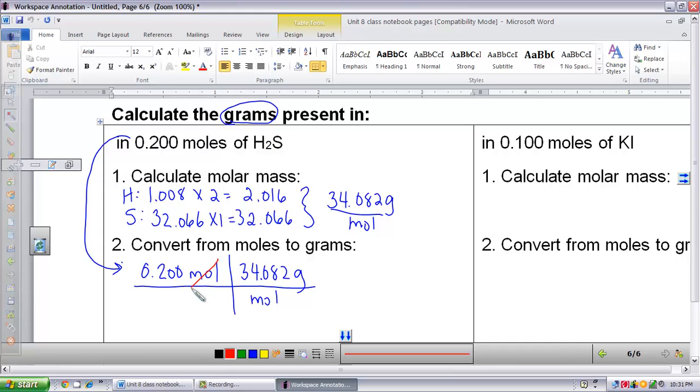Okay. Now we can cancel these units out. We're not canceling the whole number, just the units. Remember that our numerators are always multiplied, our denominators are divided, and when you type in your calculator 0.200 times this number, you're going to get 6.8164 grams, and that's our units, but that's not the right significant figures.